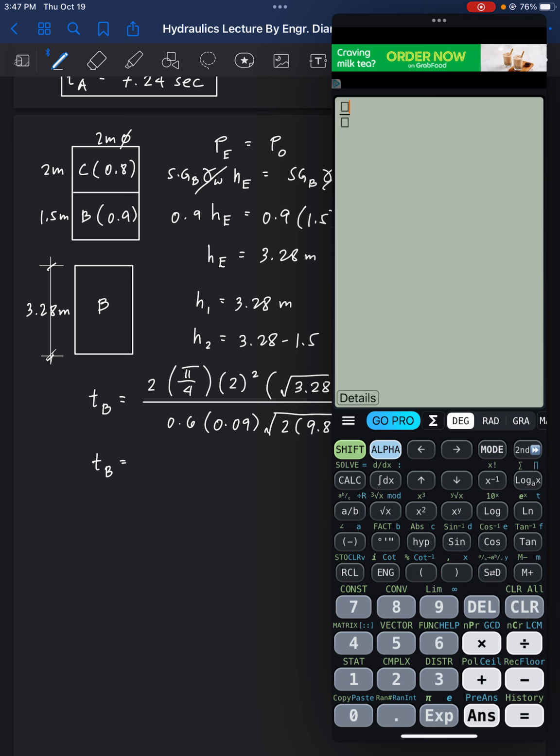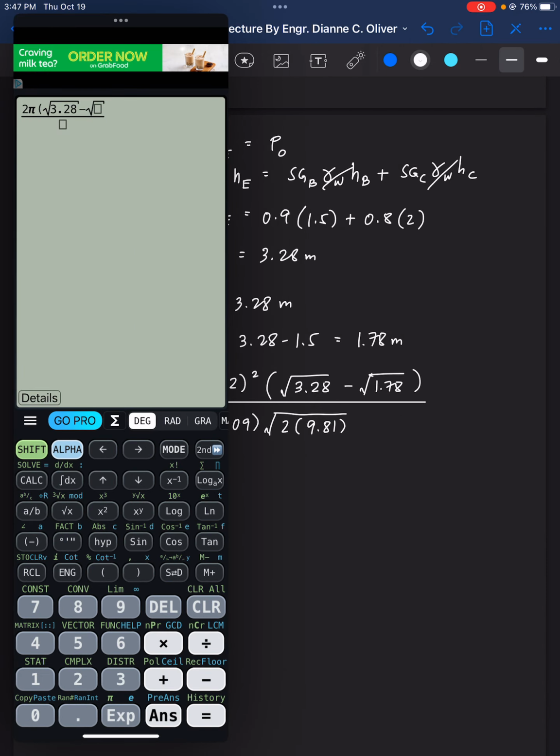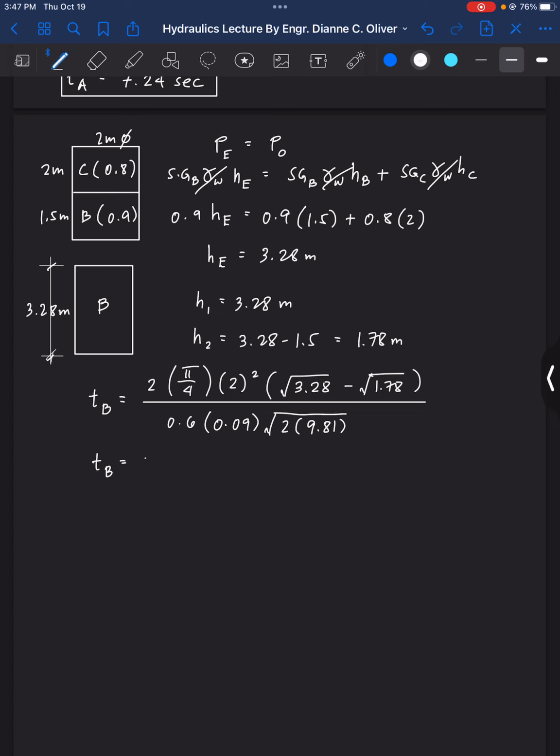So what is now the time to remove B? Cancel 4. So 2 times pi times the square root of 3.28 minus the square root of 1.78, all over 0.6 times 0.09 times the square root of 2 times the gravitational acceleration. So 12.53 seconds. Time to remove liquid B after liquid A has been removed.